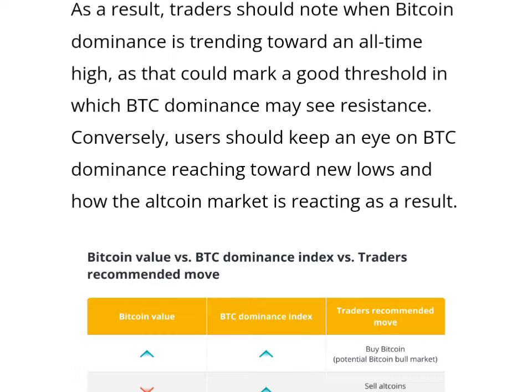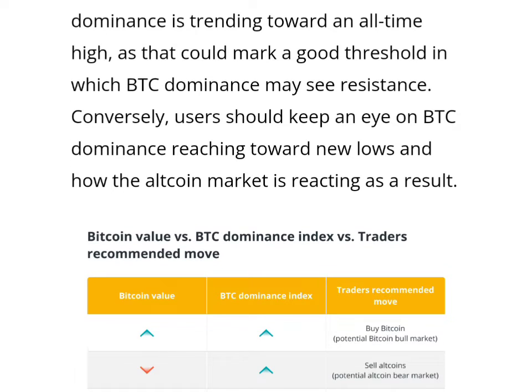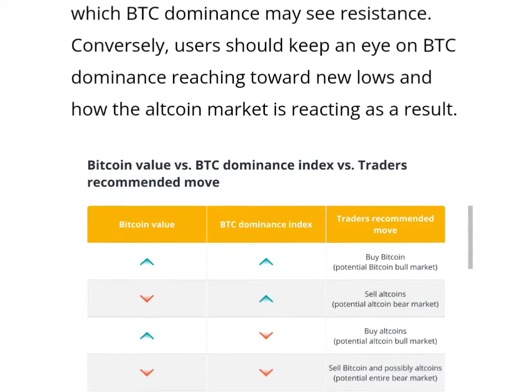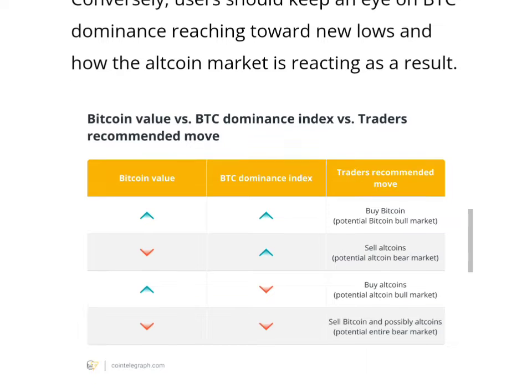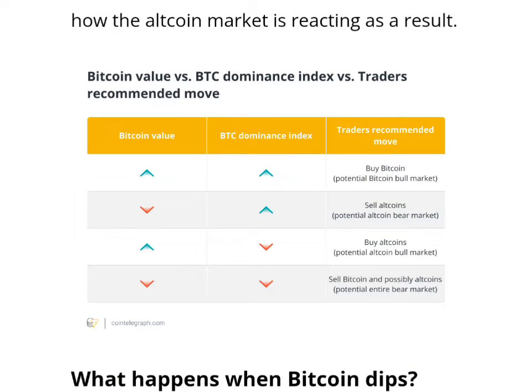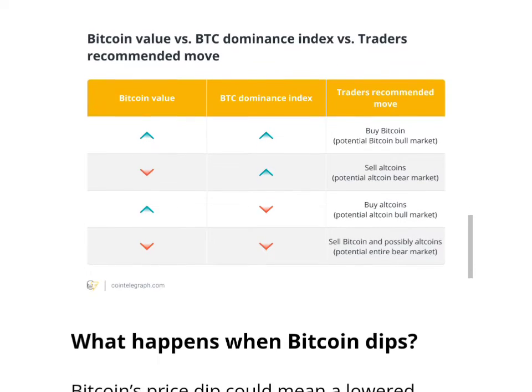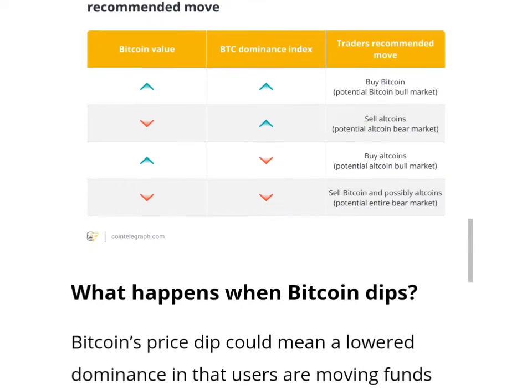As a result, traders should note when Bitcoin dominance is trending toward an all-time high, as that could mark a good threshold in which BTC dominance may see resistance. Conversely, users should keep an eye on BTC dominance reaching toward new lows and how the altcoin market is reacting as a result. What happens when Bitcoin dips?